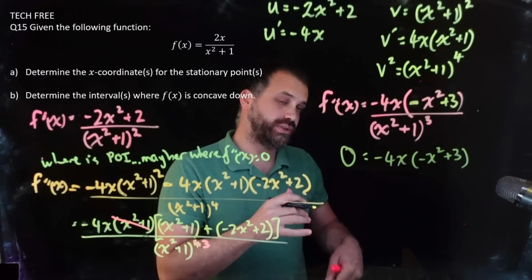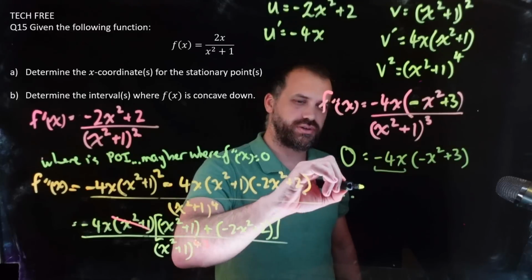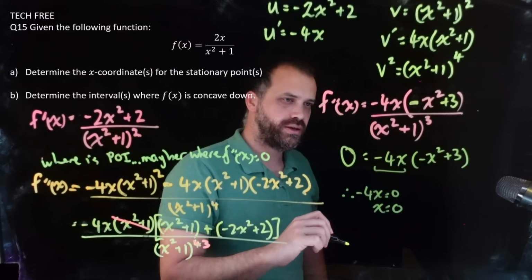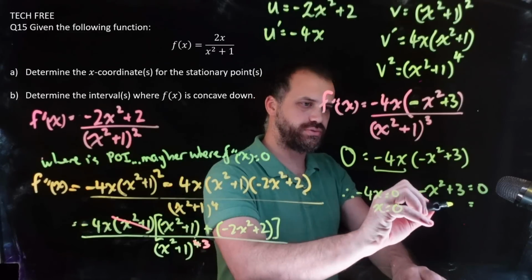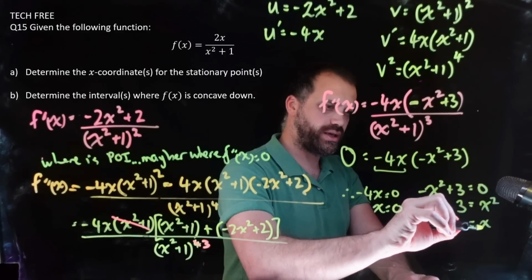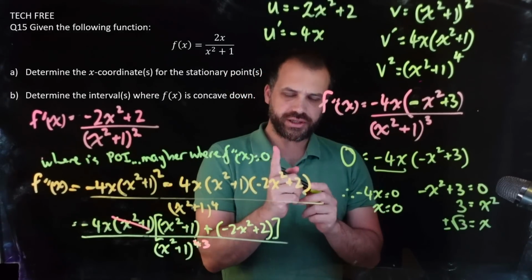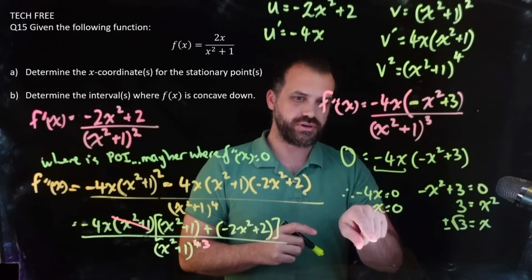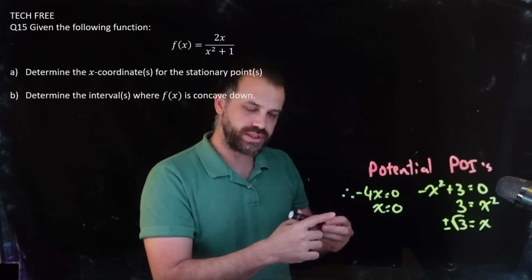And then we get an actual null factor law. So we can say, therefore, this would be equal to 0. So therefore, negative 4x equals 0, so x equals 0. Or this would need to be equal to 0: negative x squared plus 3 equals 0, which means x squared equals 3, so x equals plus or minus the square root of 3. So it looks like I have 3 potential points of inflection: x equals 0, the square root of 3, and negative the square root of 3. So there they are, my potential POI.